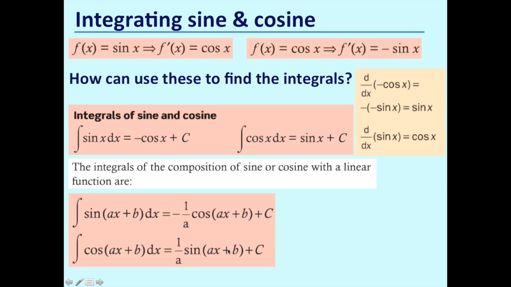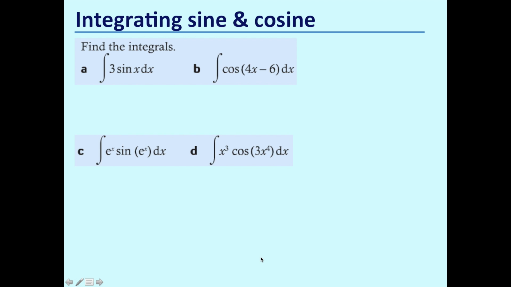So we multiply by a. If we just differentiated this function here, we would end up with a cos(ax + b). But that's not what we want, so we would need to divide through by a in order that we just end up with cos(ax + b). So our final integral would be 1 over a sine(ax + b) plus some constant value c.